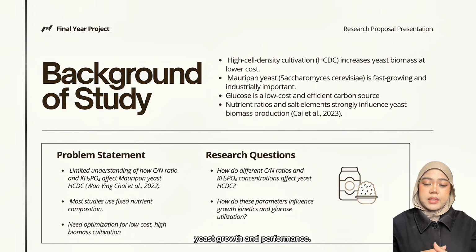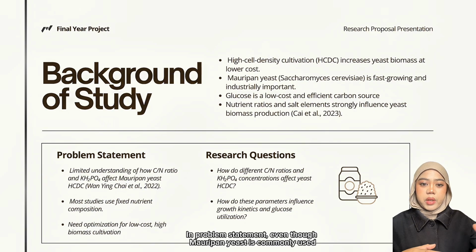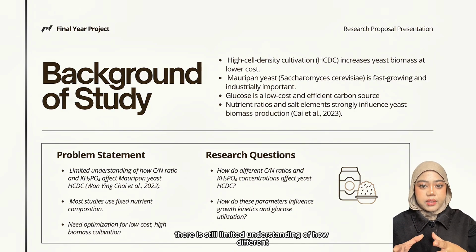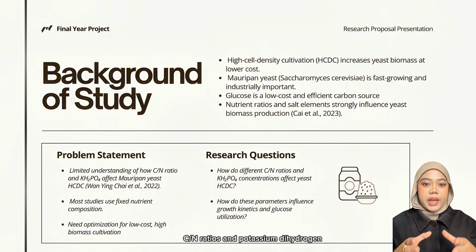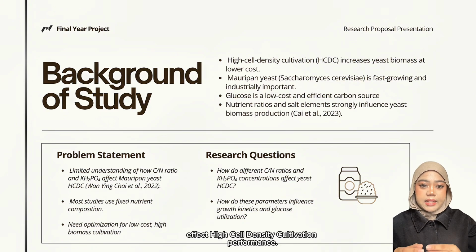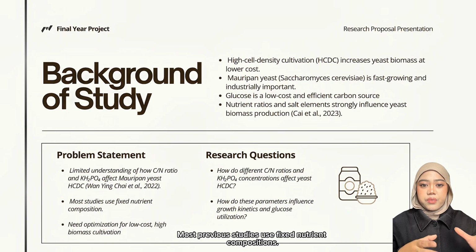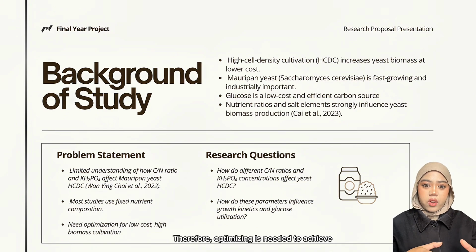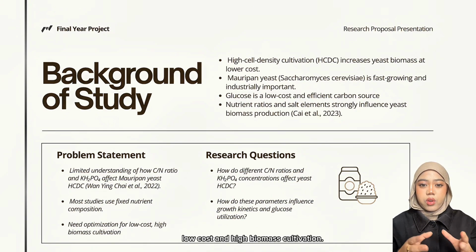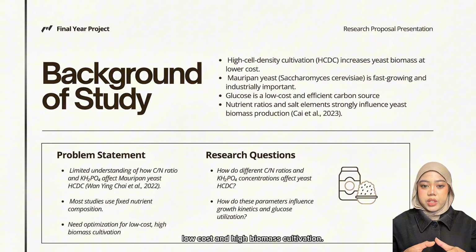and performance. In problem statement, even though Maripane yeast is commonly used, there is still limited understanding of how different CN ratios and potassium dihydrogen phosphate, which is KH2PO4, levels affect high cell density cultivation performance. Most previous studies use fixed nutrient compositions, therefore optimizing is needed to achieve low cost and high biomass cultivation.